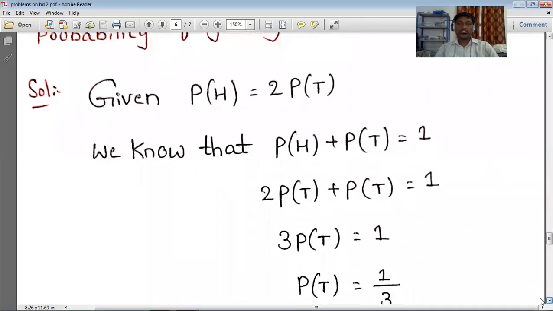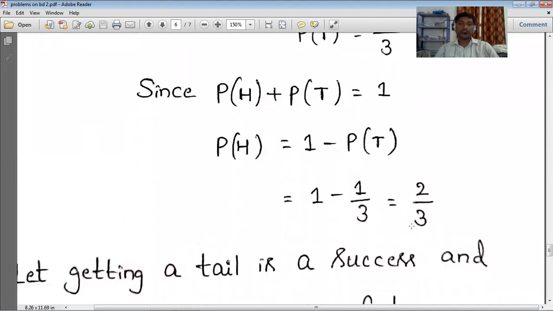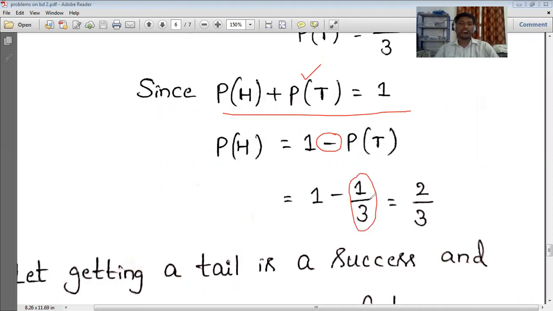Next we are going to calculate P of H. Since P of H plus P of T is equal to 1, and we already calculated P of T, we take this term to the right-hand side. Here it is plus, and when it comes to this side it changes to minus. So P of H is equal to 1 minus P of T. We got the value of probability of T as 1 by 3, so 1 minus 1 by 3.